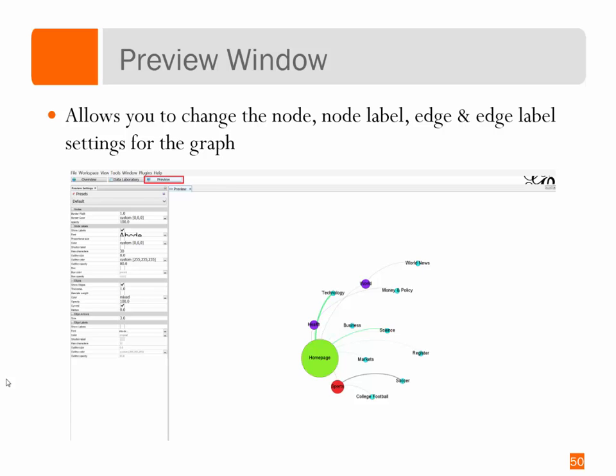We can then look at the preview window. When we select the preview window, that's our third area in Gephi. When we select the preview, it allows us to change the node label, edge, and edge label settings for the graph. As soon as we click on preview, we're going to see our network diagram displayed in the center of our tool set there. And then to the left, we have a number of preset items, and as we've discussed, we can make adjustments to the way our visualization looks.